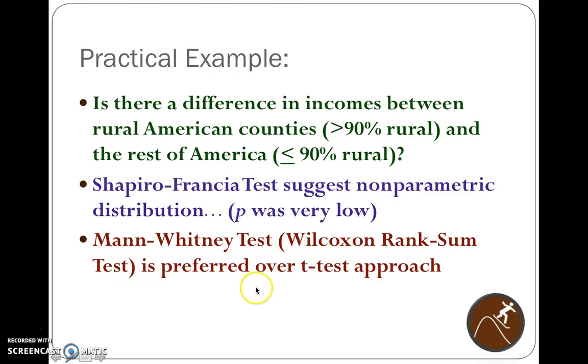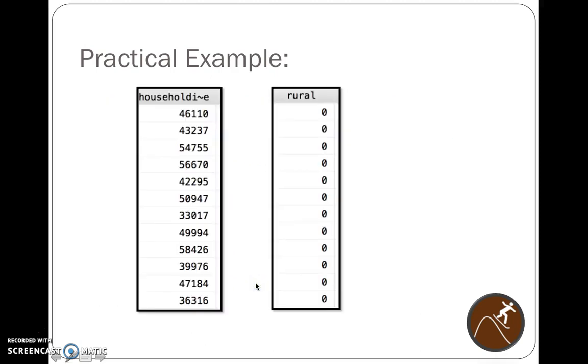And this is preferred over the t-test when the data are skewed, when the data do not fit the normal distribution. So in Stata, there are 3,000 some odd counties. These counties here were coded as 0, and the list goes on, and then you can imagine in Stata, as you go way, way, way down, you'll start seeing 1s and household income data for those.